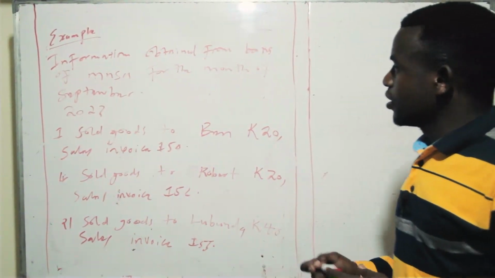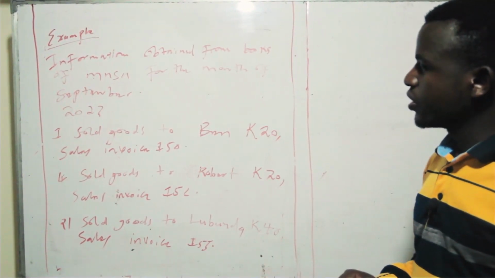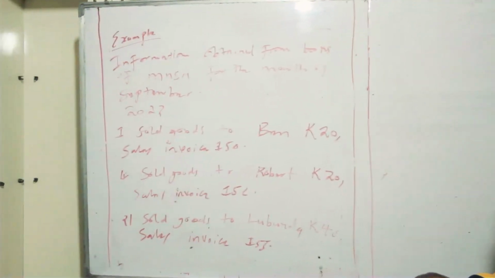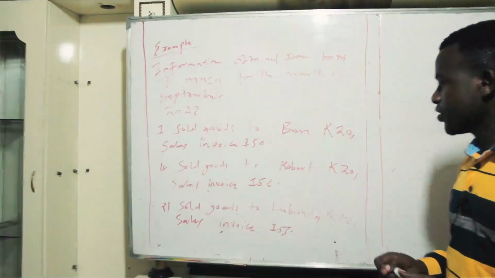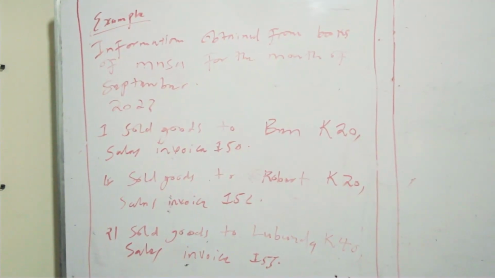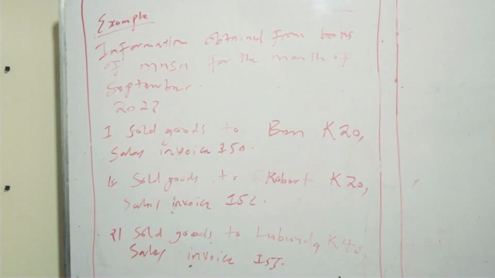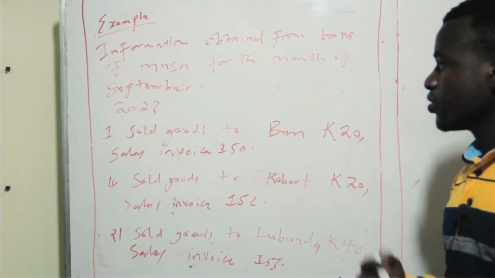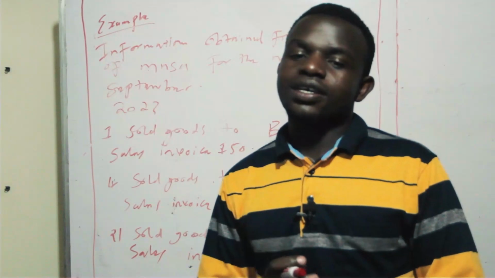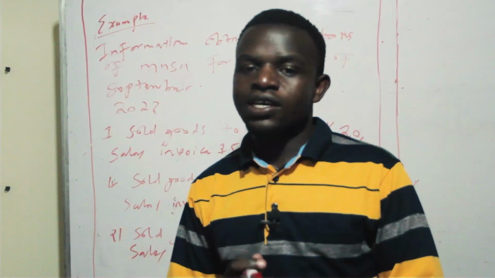The example reads: this information was obtained from the books of Musa for the month of September 2023. The first transaction occurred on the 1st of September: sold goods to Ben amounting to 20 kwacha, sales invoice 150. On the 4th, sold goods to Robert amounting to 20 kwacha, sales invoice 152. On the 21st, sold goods to Lubunda amounting to 40 kwacha, sales invoice 155. From this information, we are supposed to record the sales day book. We're also supposed to record the personal accounts, and after that, show the sales account.